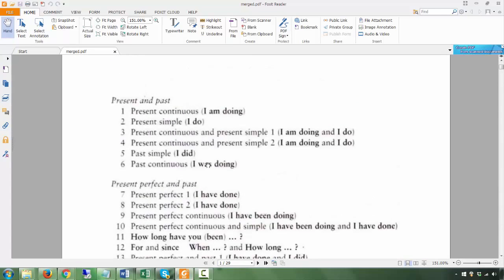There will be the present simple, and then the present continuous. Then here you have the present continuous and the present simple, chapter 3 and 4. Basically, these 2 chapters are going to test you on whether you understand the difference between these 2 tenses.